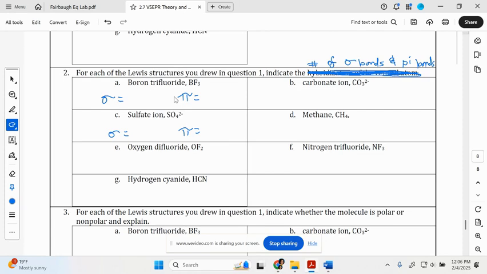I do have the answer key for this. Is there alpha bonds? No, just sigma and pi. So there's no beta. For us, sigma is.